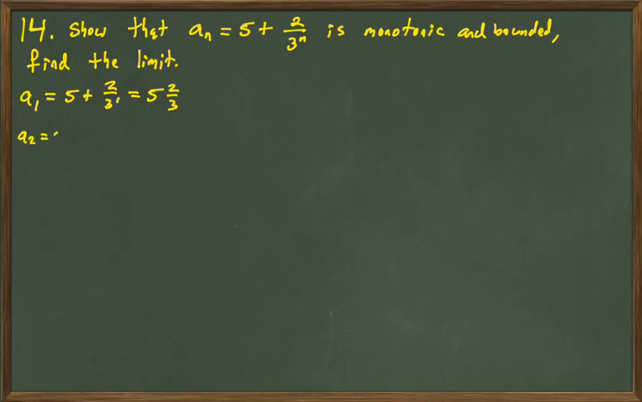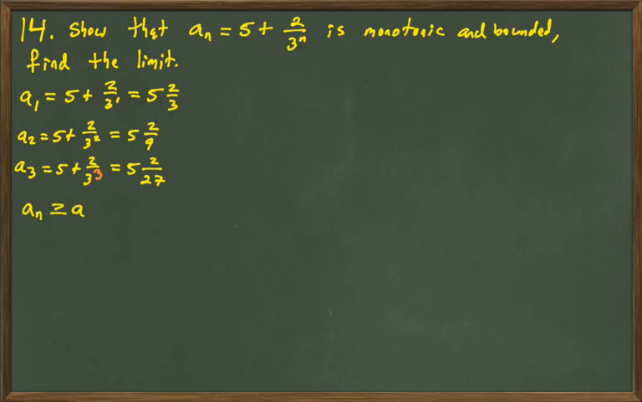So 5 and 2/3. A sub 2 is 5 plus 2 over 3 squared, so 5 and 2/9. A sub 3 is equal to 5 plus 2 over 3 to the third. Sorry, that's supposed to be a 3 here. It looks like it's a 2. Okay. All right, so that'd be 5 and 2/27. And it looks like the fraction is getting smaller attached to the 5, so this would be a decreasing sequence.